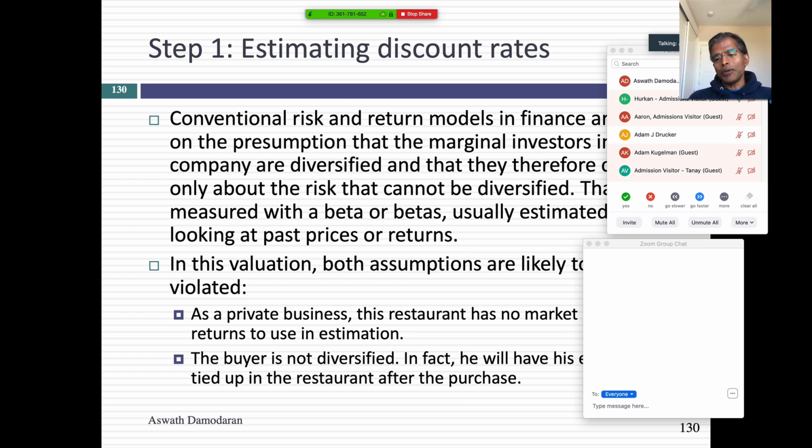In a private company, that assumption is definitely going to break down, especially in the context that I've just described. Why? Because the potential buyer is not going to be diversified. To use beta to come up with the cost of equity for that valuation makes no sense. So from that context, one of the first challenges I will face is coming up with a cost of equity for a transaction where the buyer is not going to be diversified.